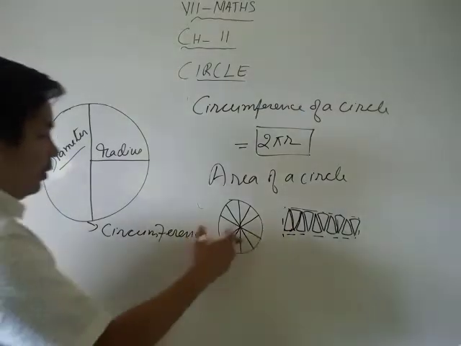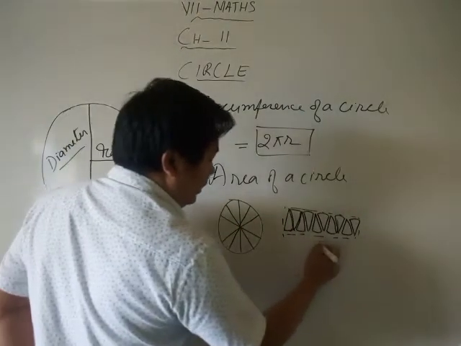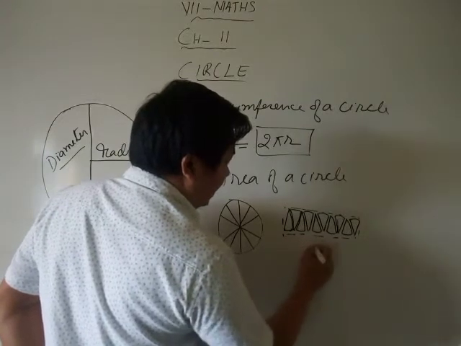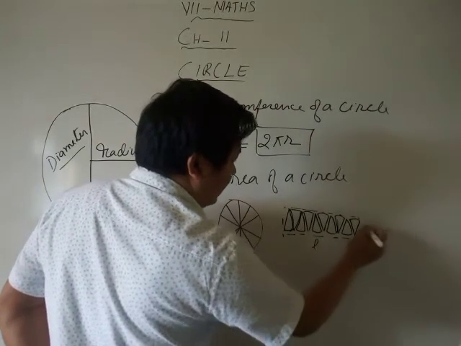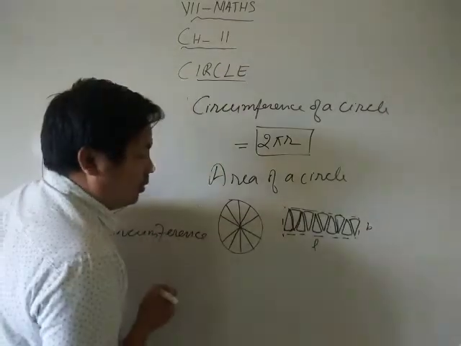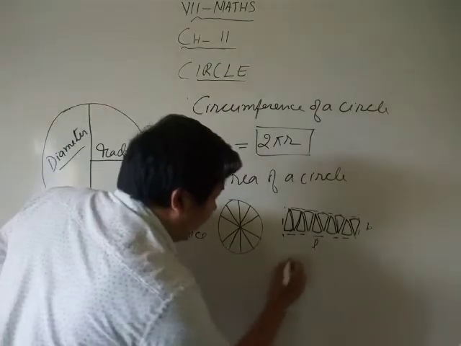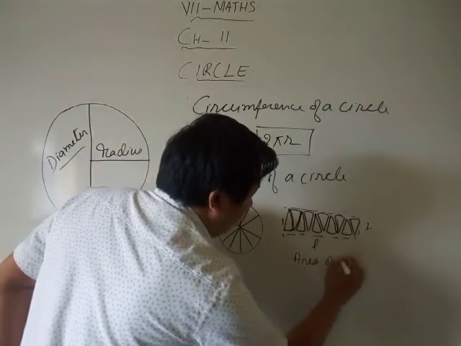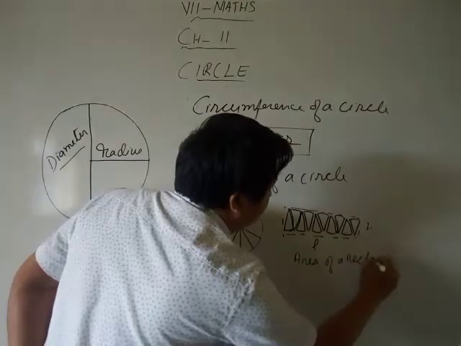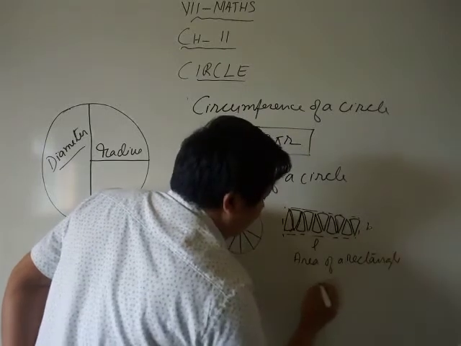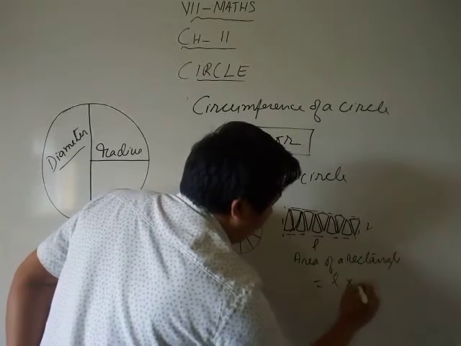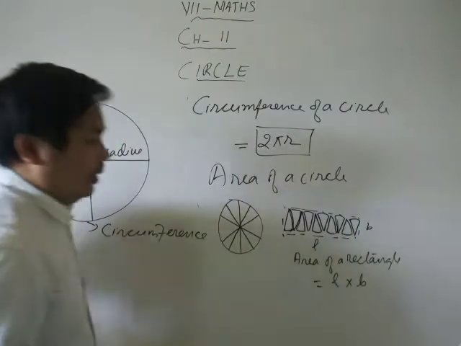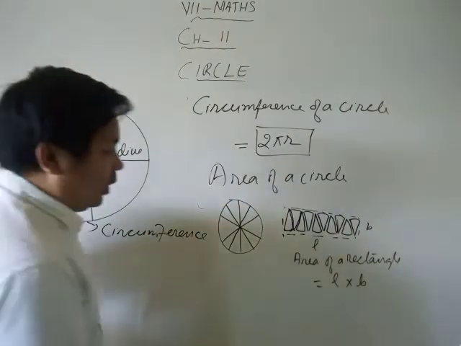So we got a rectangular figure. See what this part of the rectangle is? This is the length, isn't it? And this is called the breadth. Yes or no? So what happened? The area of a rectangle is L into B, length times breadth, isn't it?